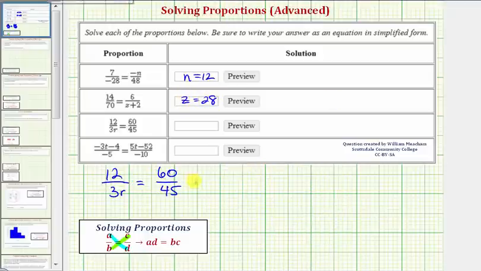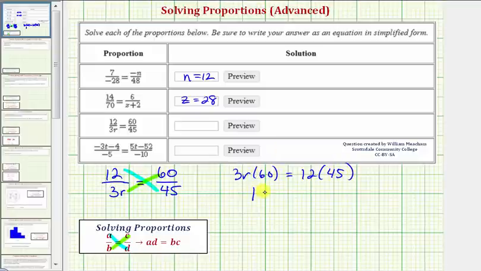Looking at our next proportion, let's find this cross product first. 3r times 60 must equal 12 times 45. Again, it does not matter which cross product we find first, but typically we do find the cross product that contains a variable first. So again, we have 3r times 60 must equal 12 times 45. Well, 3r times 60 is equal to 180r. 12 times 45 is equal to 540.